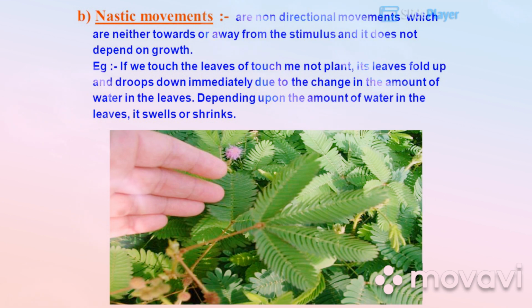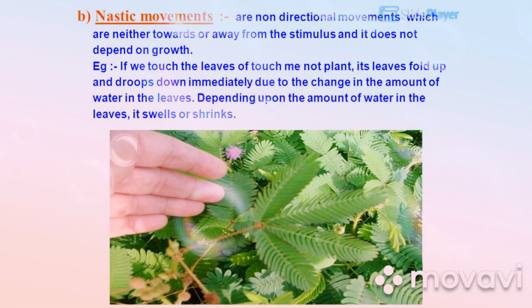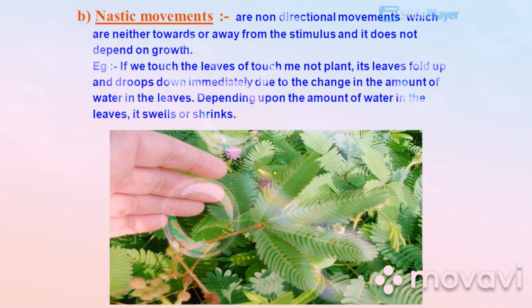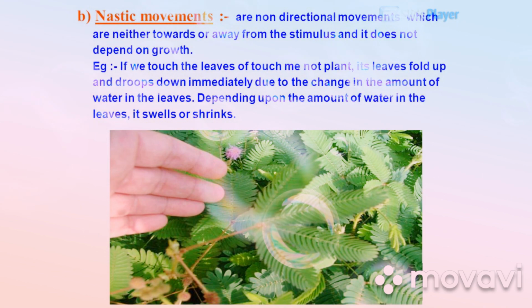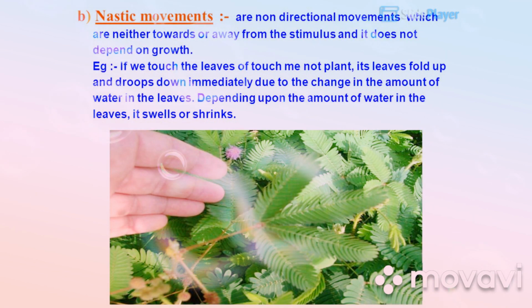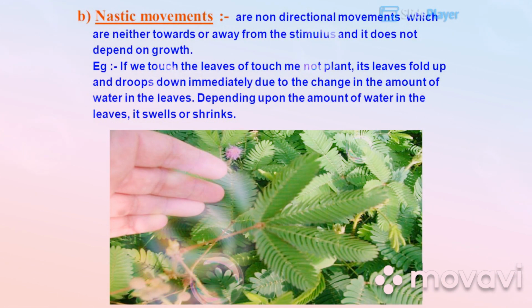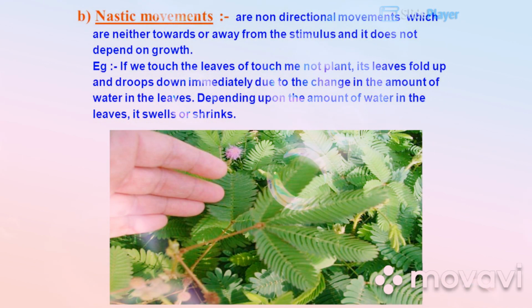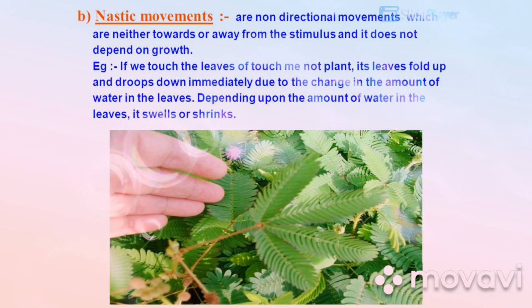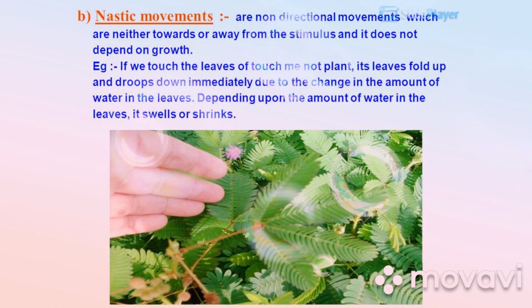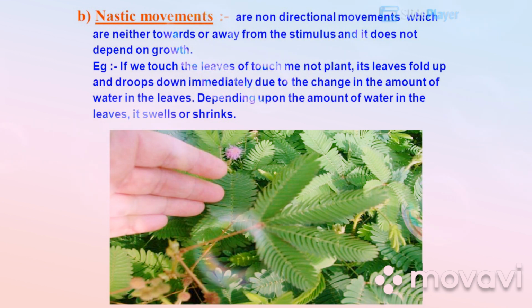Nastic movements are non-directional movements which are neither towards nor away from the stimulus, and they do not depend on growth. E.g., if we touch the leaves of touch-me-not plant, its leaves fold up and droop down immediately due to the change in the amount of water in the leaves. Depending upon the amount of water in the leaves, it swells or shrinks.